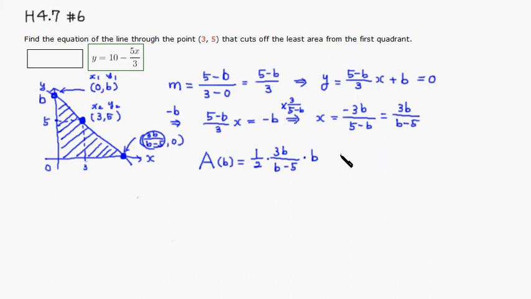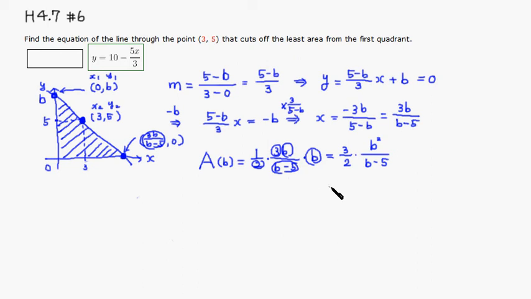All right, then clean it up. 3/2 is just a constant, so I'll put it in front. So 3/2, then you have b times b, so you have b squared on top. And on the bottom, you have b minus 5. All right, so we have that. All right, so let's try to find the critical number.